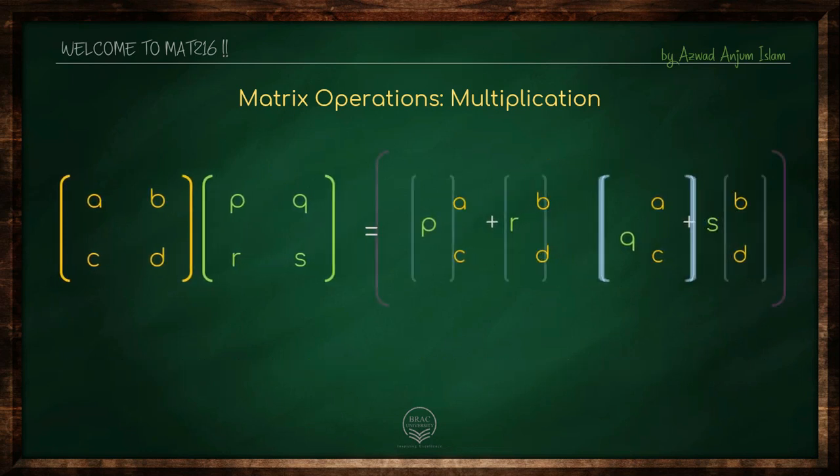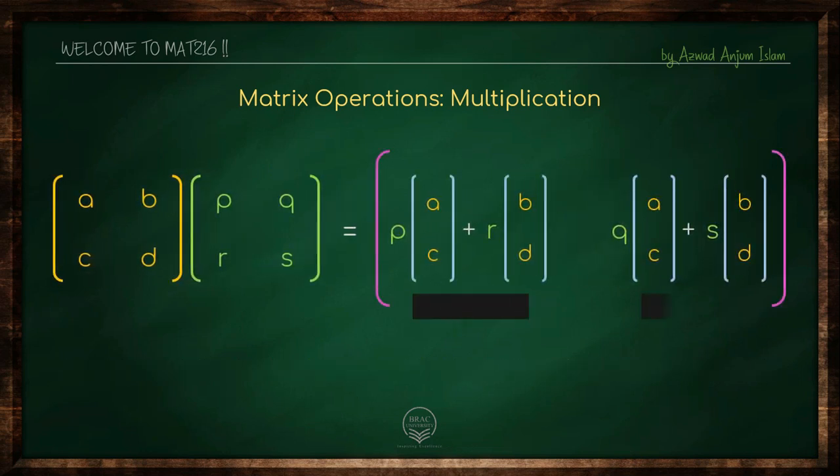We can rewrite this like this, and the first column of this matrix, this is the matrix. The matrix on the right is going to determine the linear combination, and I'm taking linear combination of the columns of this matrix. So the columns of this left matrix are AC and BD. So I have AC here, AC here and BD here and BD here. The columns of this matrix are going to tell me how many times I'm going to take each column.